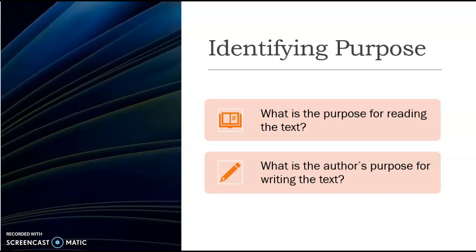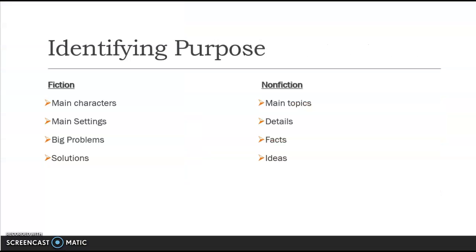And identifying purpose. So what is the purpose for reading the text? Why is the reader reading it? What is the author's purpose for writing the text? Those are ways to define purpose for your student. And to do that, you can do it through fiction or nonfiction, a little bit different. So you want to look at the main characters, main settings, big problems, and solutions in a fiction text. And then in a nonfiction text, some ways to help identify purpose are through main topics, details, facts, and ideas.